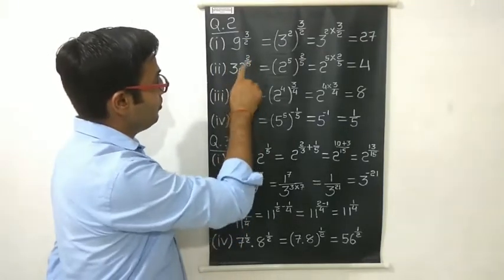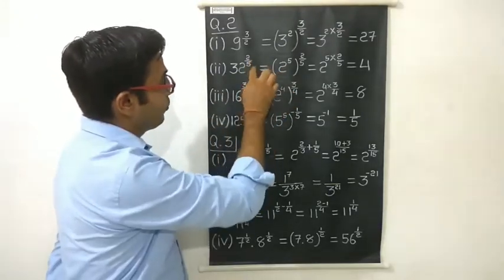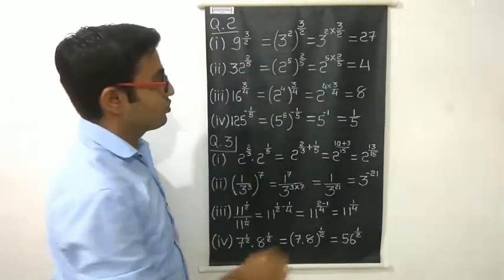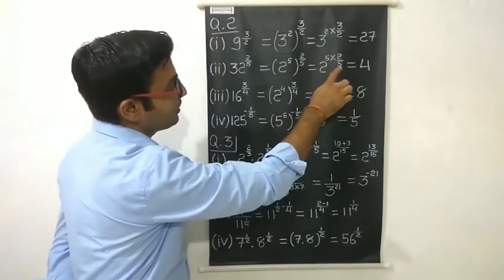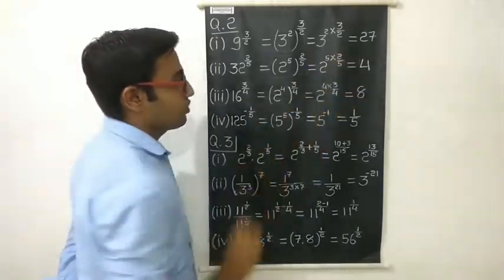Now we can put down, instead of 32, 2 raised to power 5 and all raised to power 2 upon 5. So here both the powers will multiply. This 5 and this 5 will cancel out each other. 2 raised to power 2 will remain. So the answer is 4.